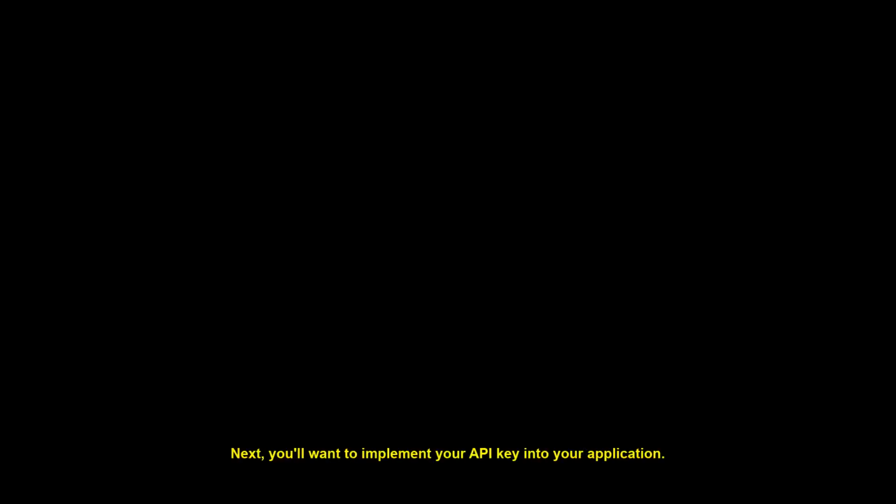Next, you'll want to implement your API key into your application. Use environment variables to store your API key locally. This keeps it out of your source code and adds an extra layer of security.